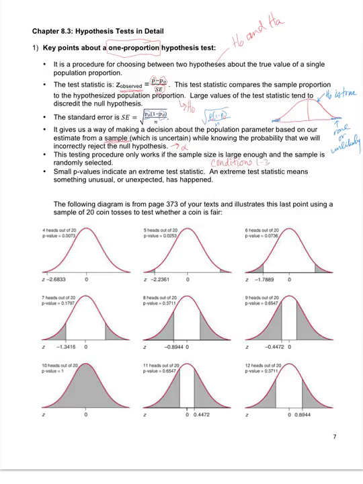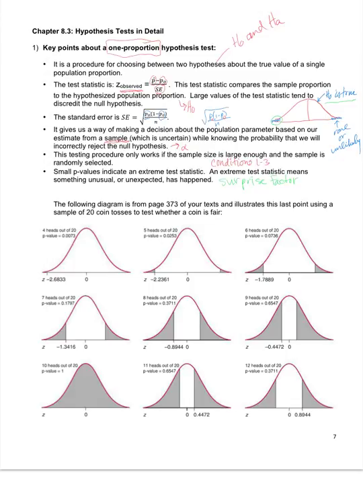All right, and last bullet, small p-values indicate an extreme test statistic. An extreme test statistic means something unusual or unexpected has happened. So those p-values, think of that as the area shaded in above. So this area is your p-value. So the smaller the p-value, again, the more extreme that test statistic. And again, that's all based on the assumption that the null hypothesis is true. So think of this as your surprise factor. How surprised are you at the result you saw in your sample?